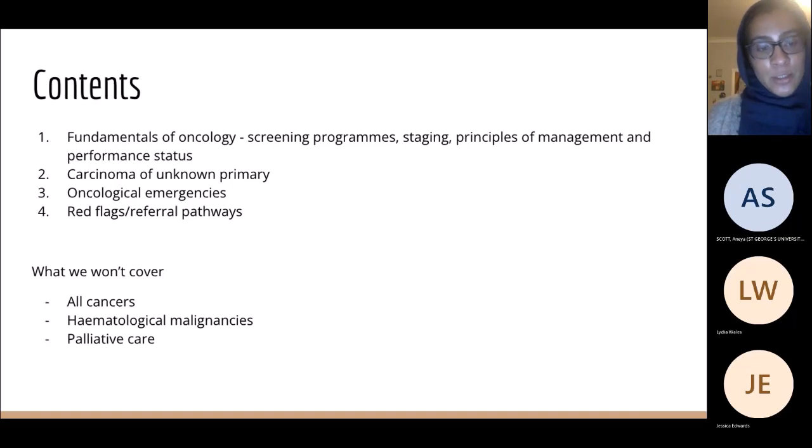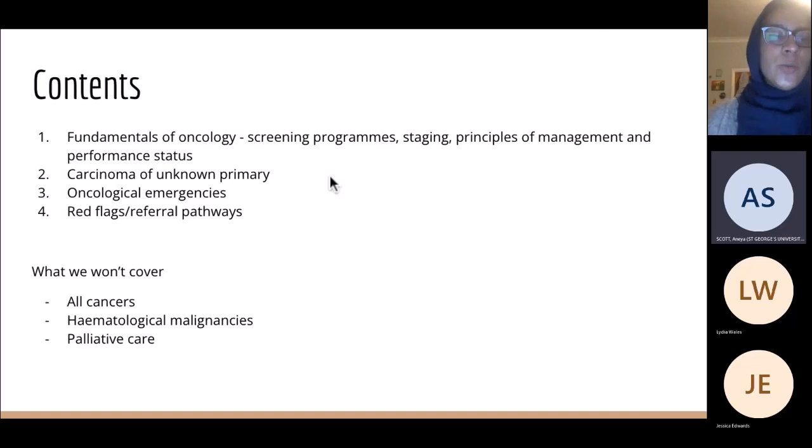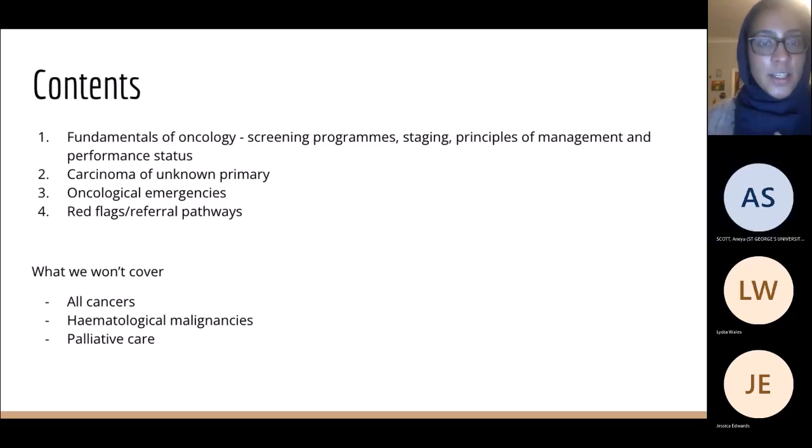I won't be covering hematological malignancies, because I believe there is another teaching session that will be done or has already been done looking at hematological malignancies and hematology in general. Okay, cool. So that's going to come up. And I believe we've already had a session on palliative care. So I'm not going to be going through palliative care prescribing and things like that, because that's already been done. So look at the YouTube channel and things like that if you've missed it.